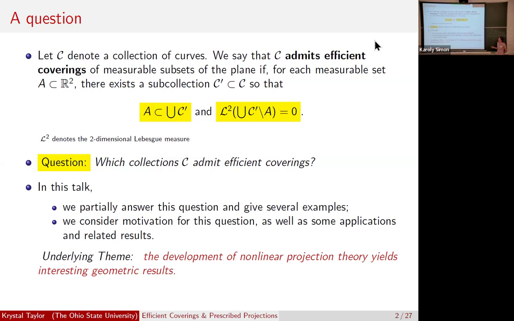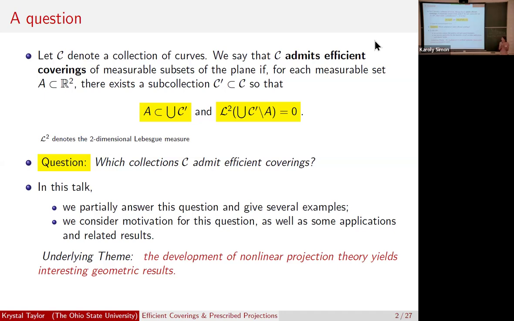Okay. So examples you could be keeping in mind to be wondering if the answer is yes or no, maybe collections of all lines or collections of shifts of the unit circle, or maybe the collection of all circles. So keep your favorite examples in mind. So our question is, which collection C admits efficient coverage? Okay. So in this talk, we'll look at some examples and partially answer this question. And we'll also look at some motivation for this question, as well as applications and related results.